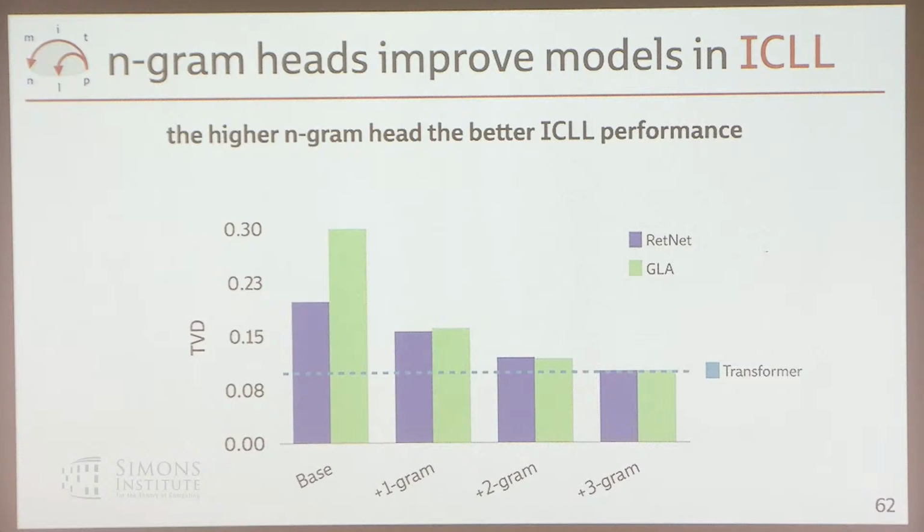When we added these heads or layers to other models, we find they match the performance of the transformer. Lower is better here. If you add this 3-gram head, they immediately become as good as the transformer. But another important result: the induction heads, the 1-gram heads, are actually not enough to get to the transformer level, at least in this language learning task.